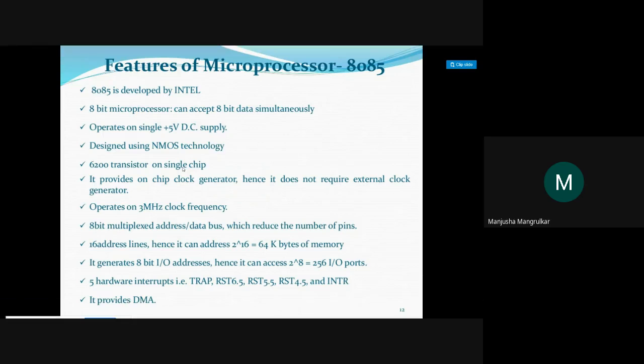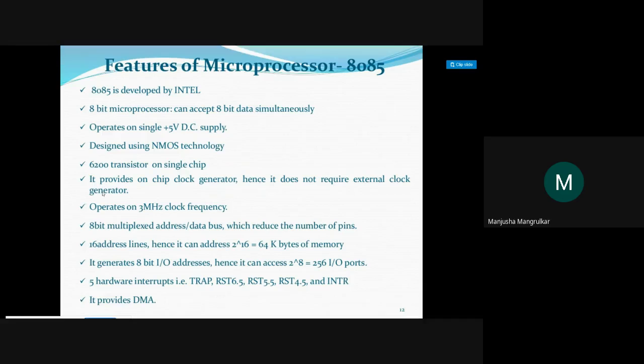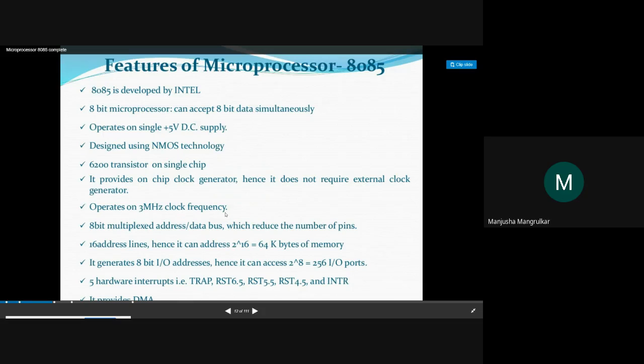So what is the evolution of that? Earlier the transistors used to be so big. Nowadays the size is being miniaturized. So 6,200 transistors in a single chip make a microprocessor. It provides an on-chip clock generator, and hence it does not require external clock generation, right? It is on chip, so inside the chip there is a clock generator. It operates on a 3 megahertz clock frequency, right?